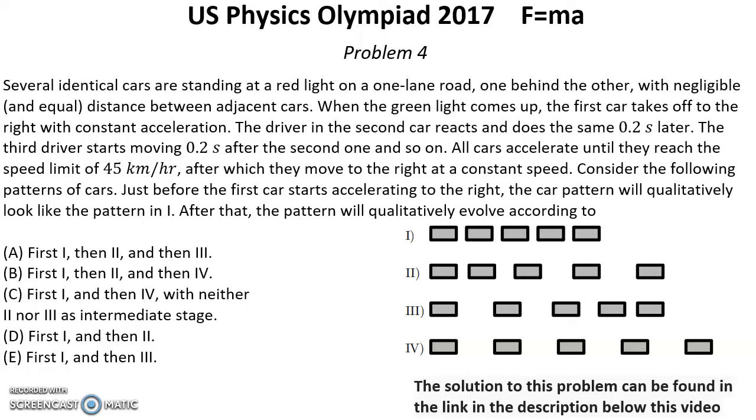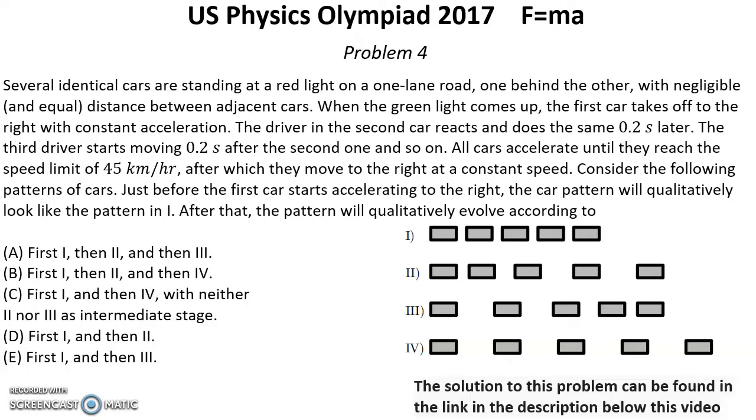Problem number 4. Several identical cars are standing at a red light on a one-lane road, one behind the other, with a negligible and equal distance between adjacent cars. When the green light comes up, the first car takes off to the right with a constant acceleration.